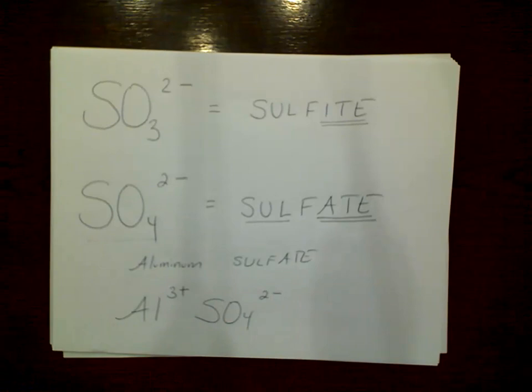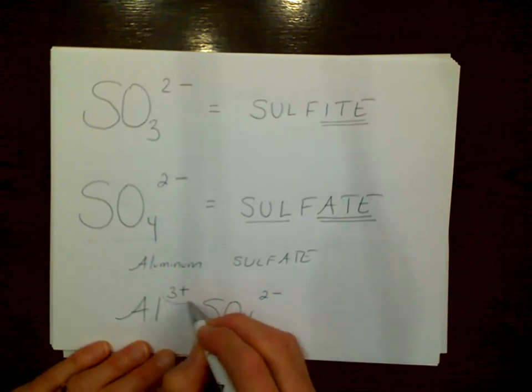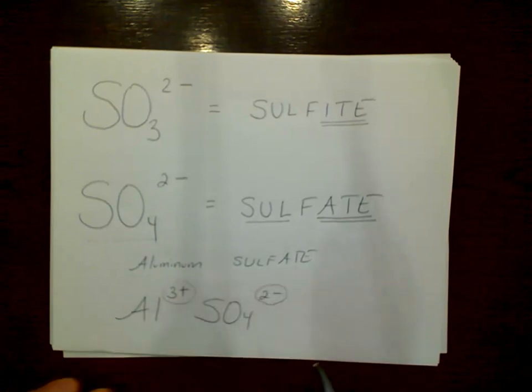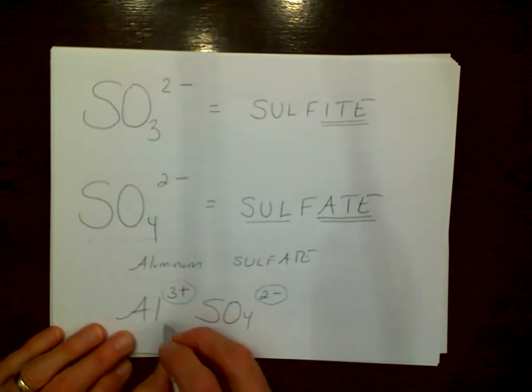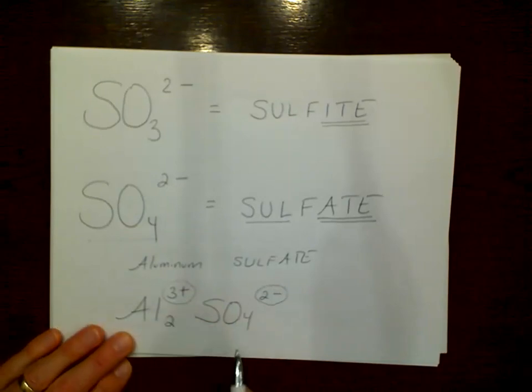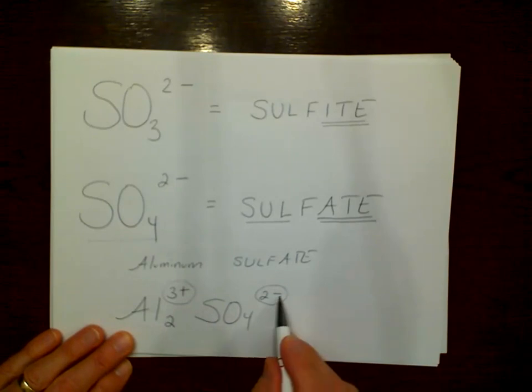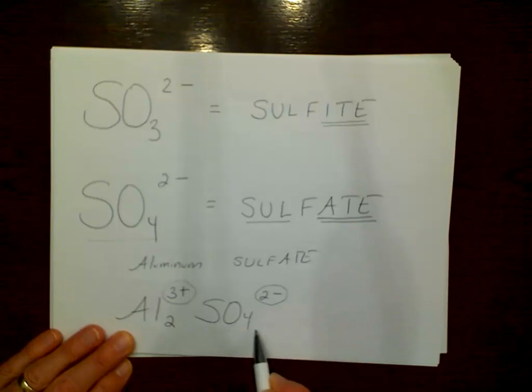Oh boy, we have to have a lowest common multiple here of 6, which means I'm going to need to multiply my number of aluminums by 2. And here's where we have to be careful. I'm going to multiply my number of sulfates by 3, right? The negative 2 has got to get multiplied by 3. But I don't want to just put the 3 right here because that's going to look like SO43, and there's not 43 oxygens in the compound.